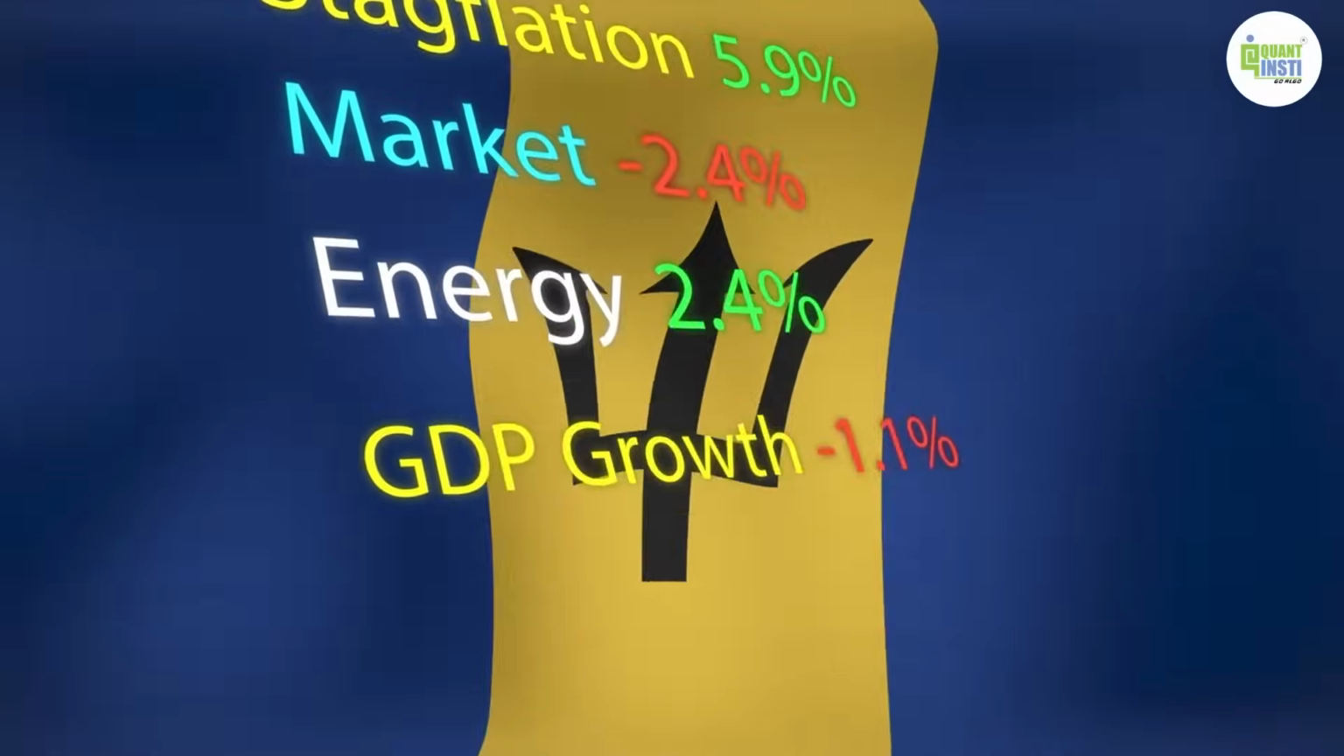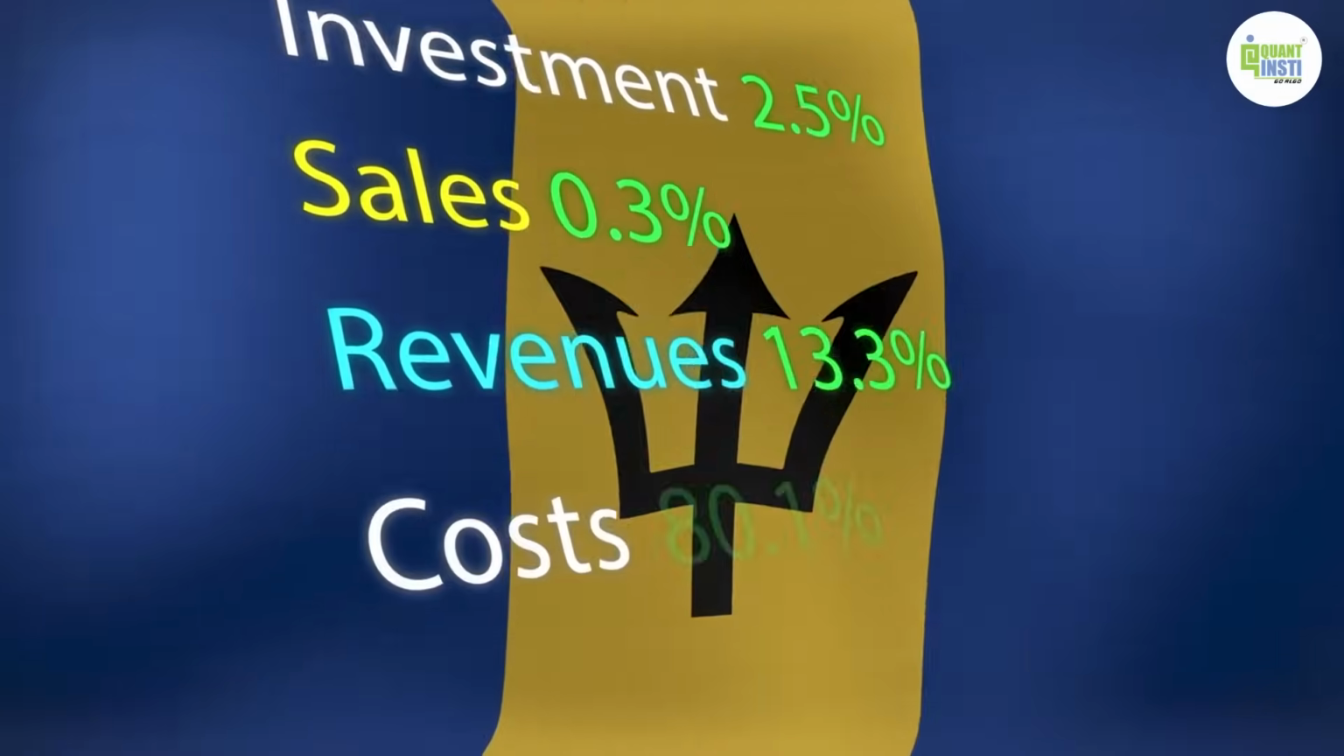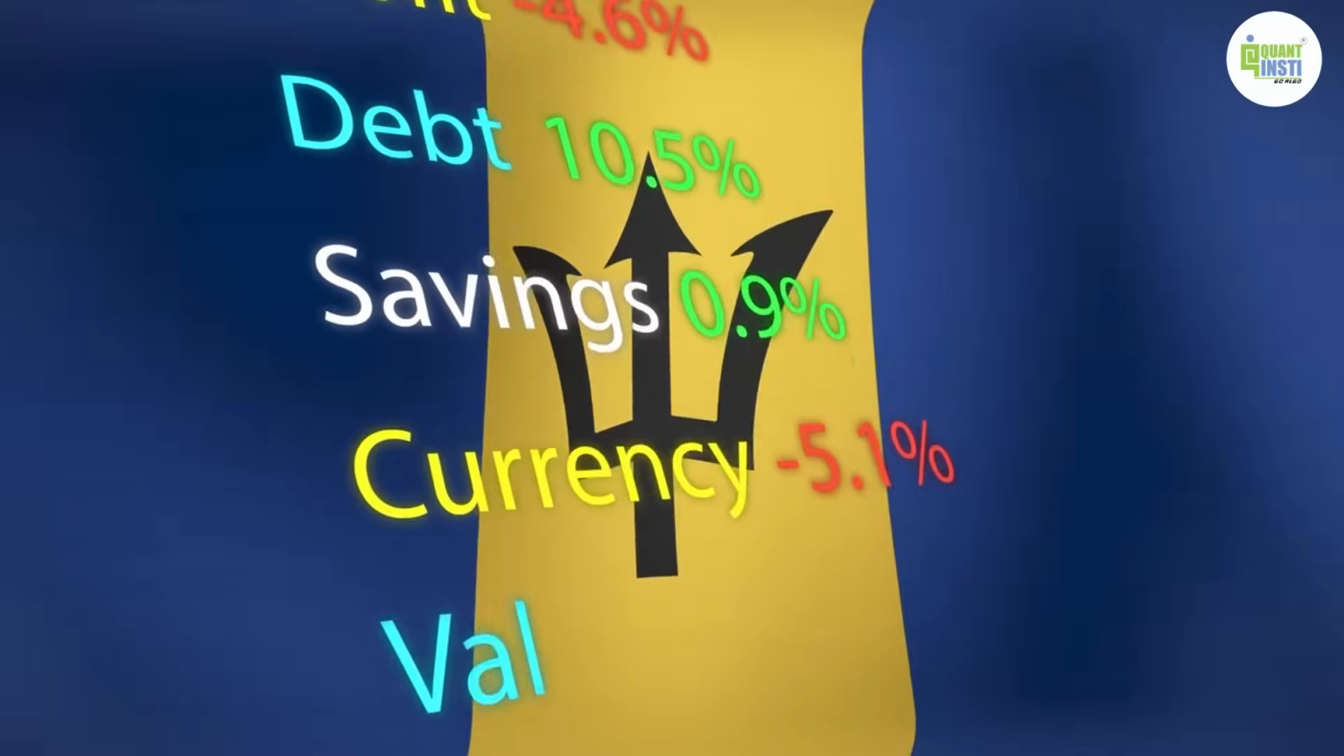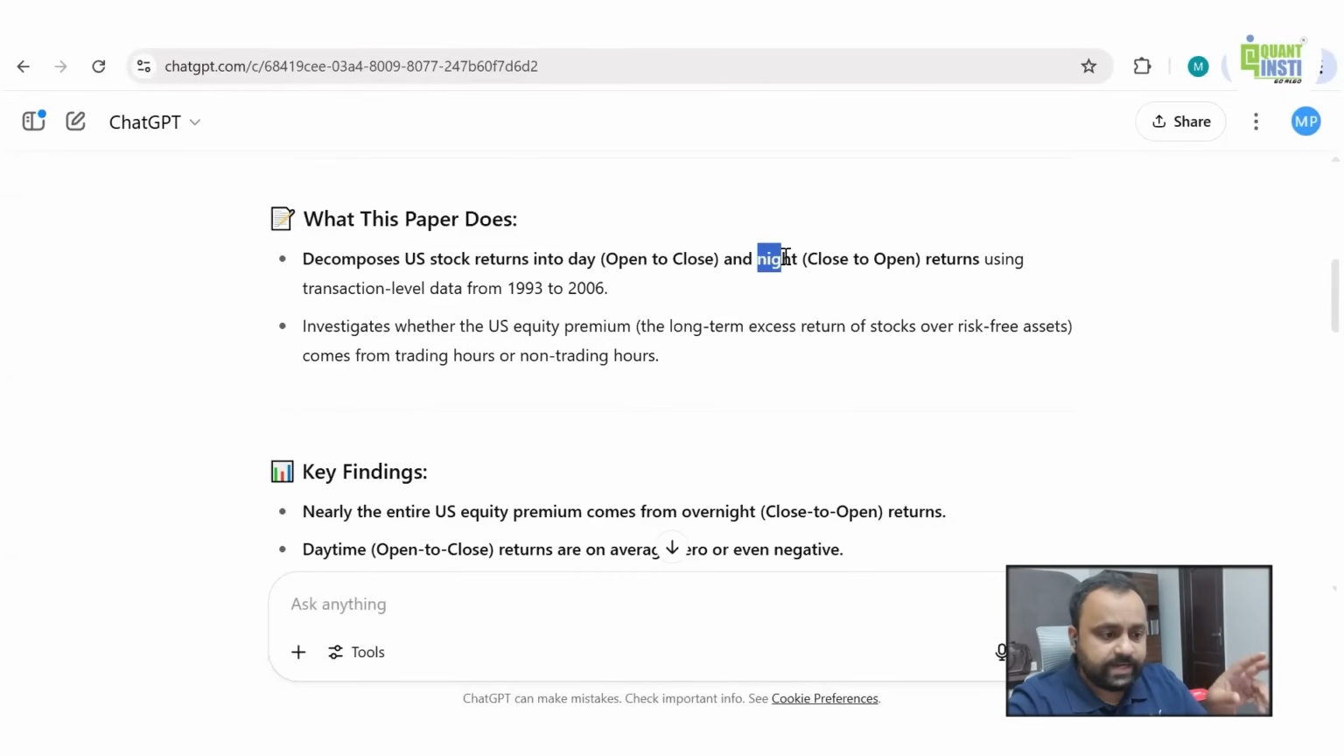Guys, very often we see that there is some sort of a gap up or gap down. Markets are never sleeping. There's a lot of economic news, there's a lot of things which go around in the world, and sometimes, if not many times, the markets actually give us some returns, positive or negative, just by opening higher or lower. So the night returns would be previous close to today's open. Okay. Using transaction level data from 1993 to 2006. So it seems like there's a lot of work which has gone into it.